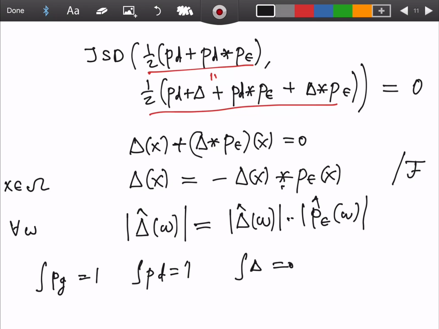So again, this proof is trivial if you know this tool. If you don't know this tool or don't remember how Fourier transforms work, just believe me that it is true.